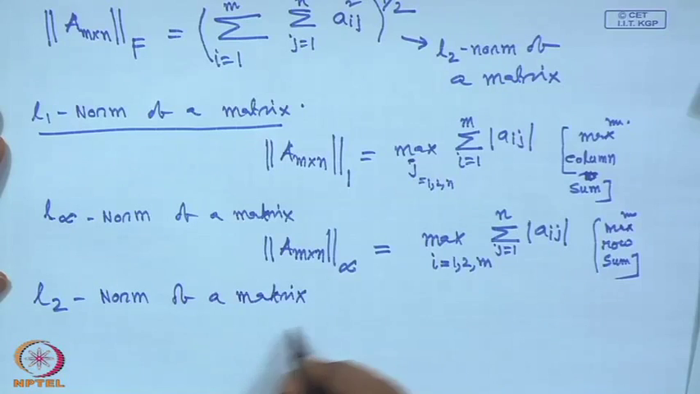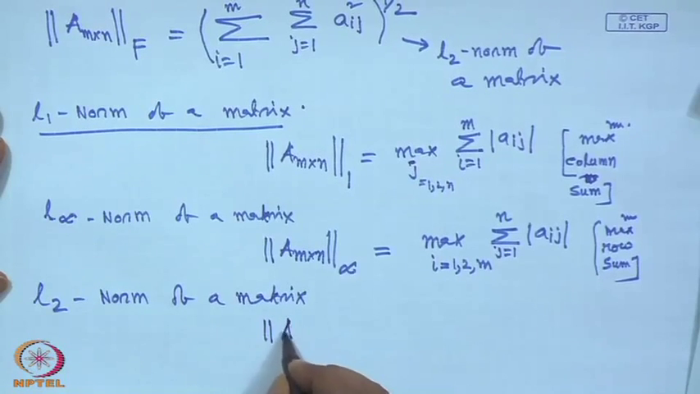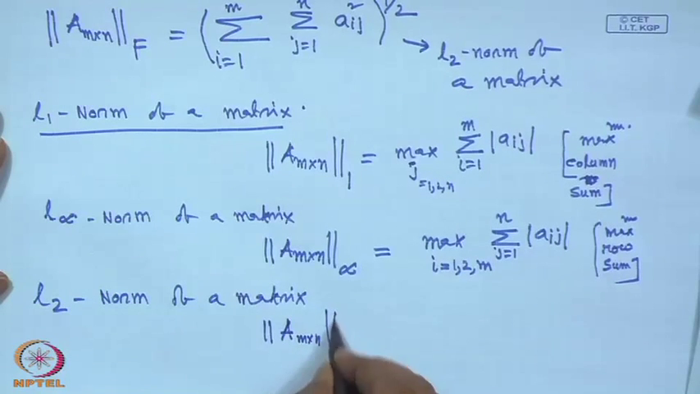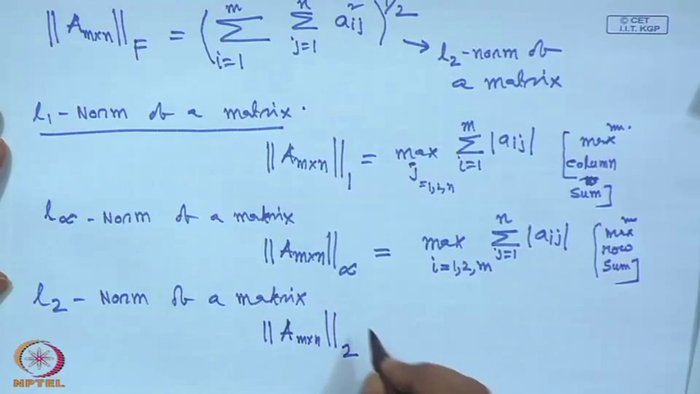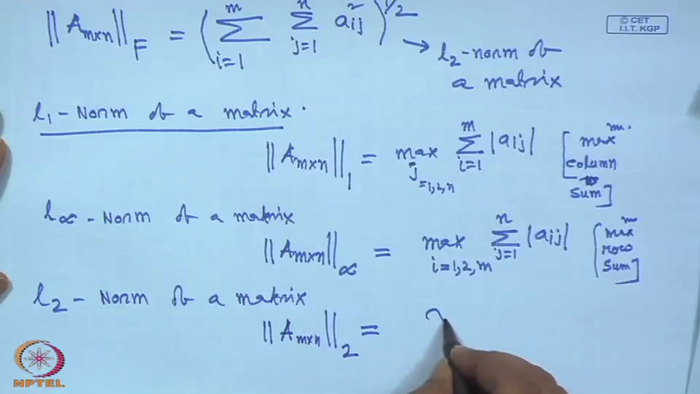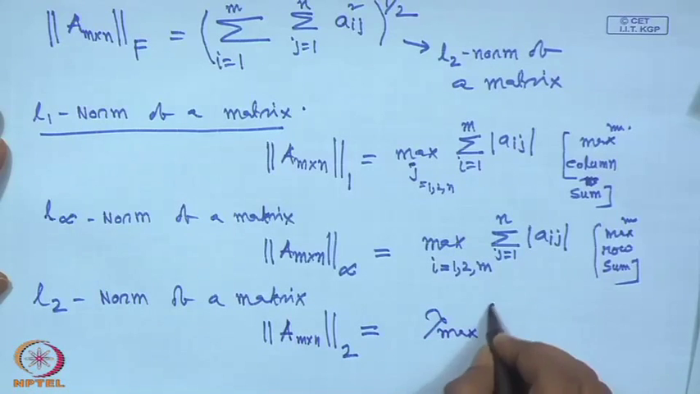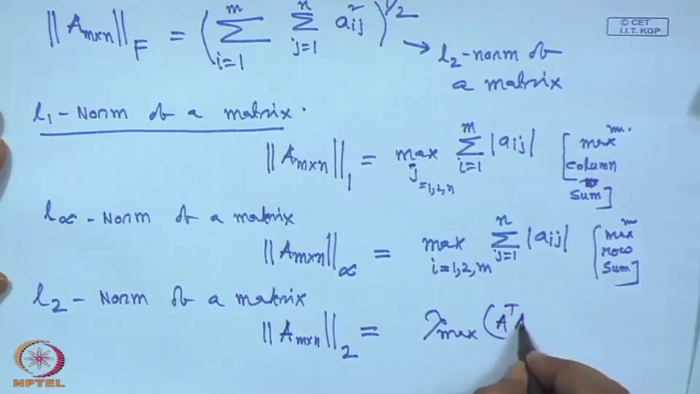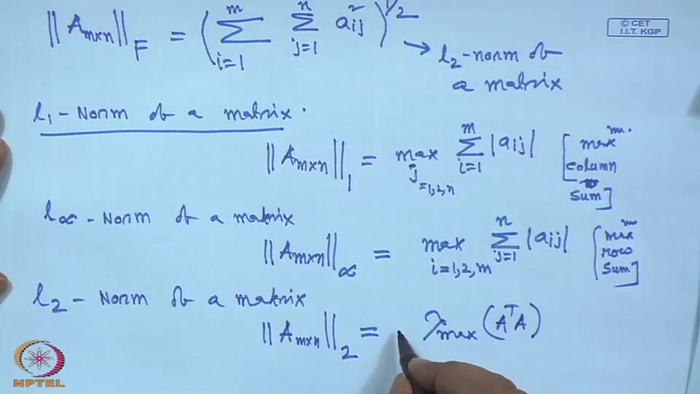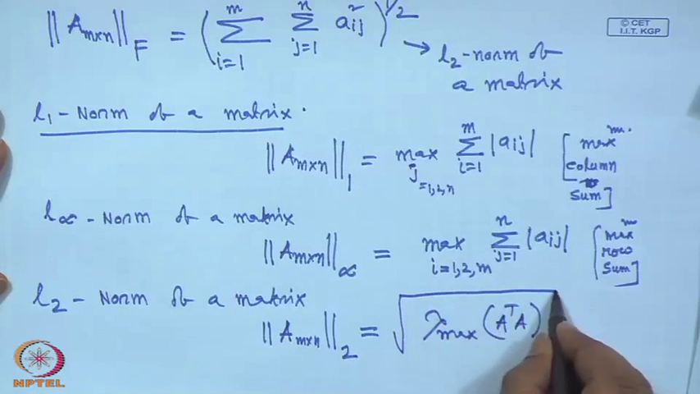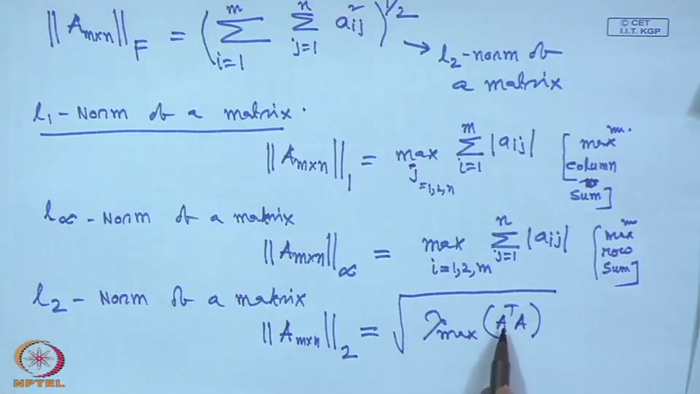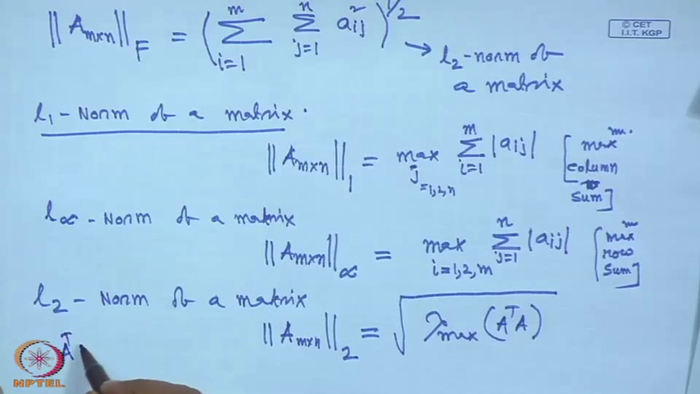The norm is defined as the square root of lambda max of A transpose A, where A is an m cross n rectangular matrix.